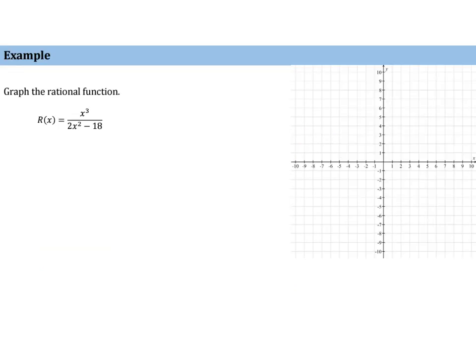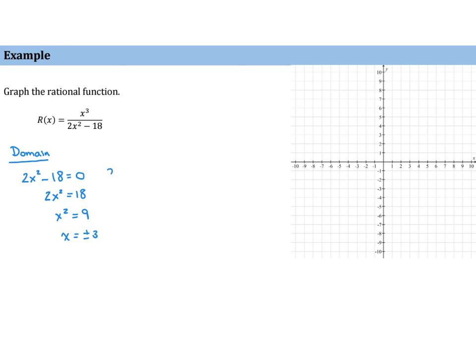So let's take a look at another example. So here we have a rational function. We'll start off by finding the domain. So we'll set the denominator equal to 0. So 2x squared minus 18 equals 0. Now this we could use the square root principle to solve, or we can factor out the 2 and then use a difference of squares. If we use the square root principle, we would move the 18 over, divide by 2, take the square root.